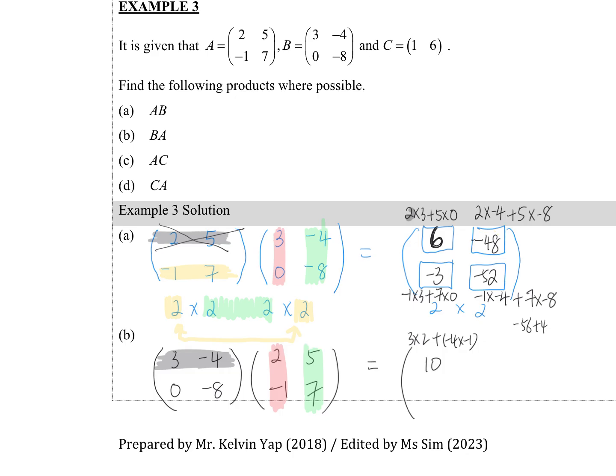So the black one times the green one. So you will get 3 times 5. Minus 28.